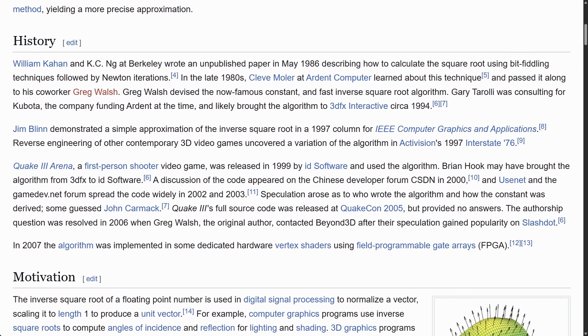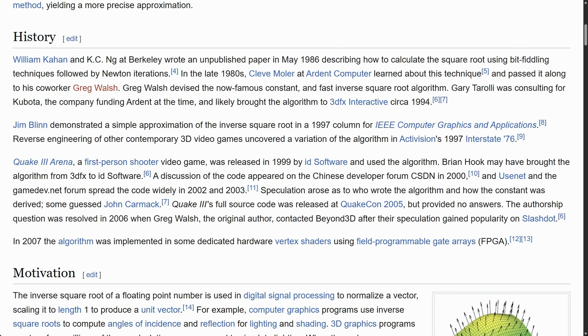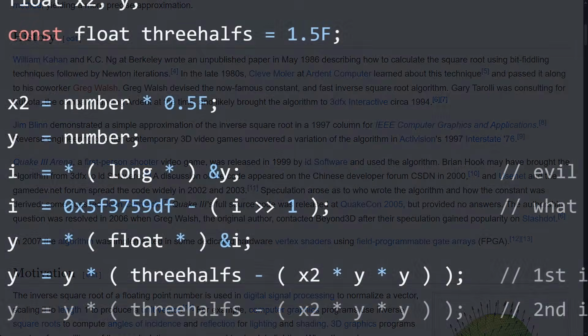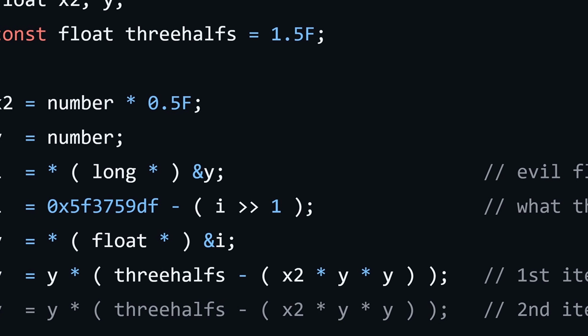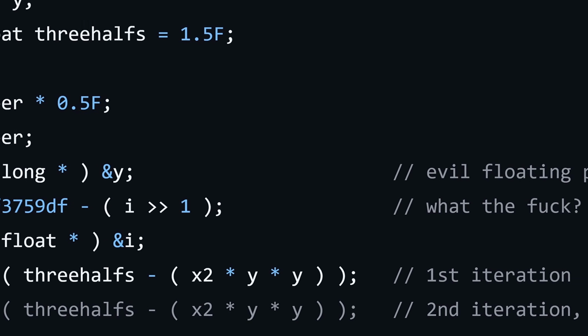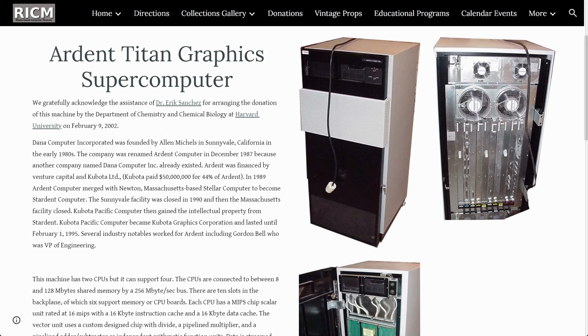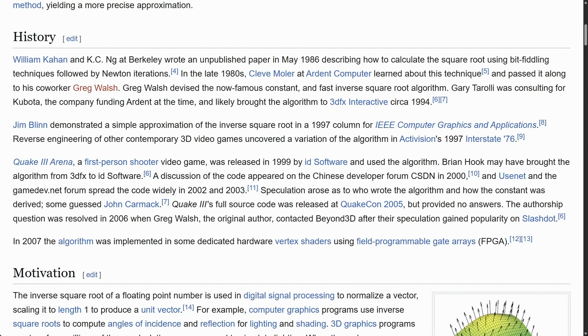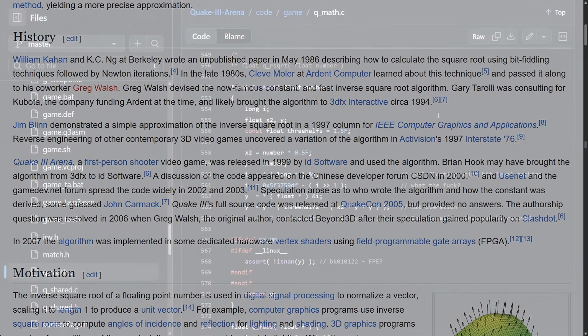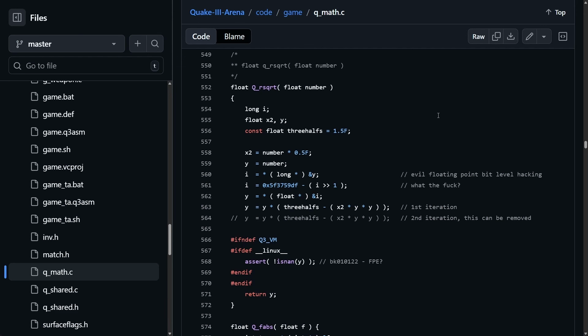But the person who is credited with inventing the algorithm is Greg Walsh. At least he came up with a constant that most likely triggered the developer to write this comment. Greg Walsh looked for a way to make the Ardent Titan graphics supercomputer faster. Interestingly, it looks like the algorithm found id Software after taking a detour through 3dfx Interactive. Okay, now we know it exists, we know who came up with it, but why is it there?